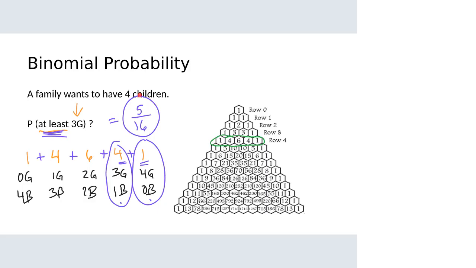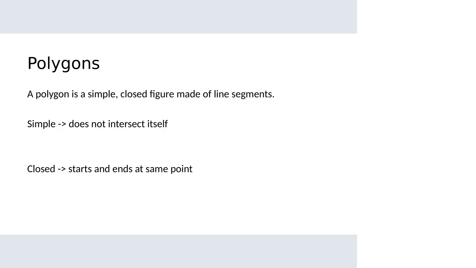All right. Now we get to move into geometry. We didn't spend a ton of time on geometry, but we did do a few things, and we'll just do some review. First, definition of polygon. It's a simple closed figure made up of line segments. Simple does not intersect itself.